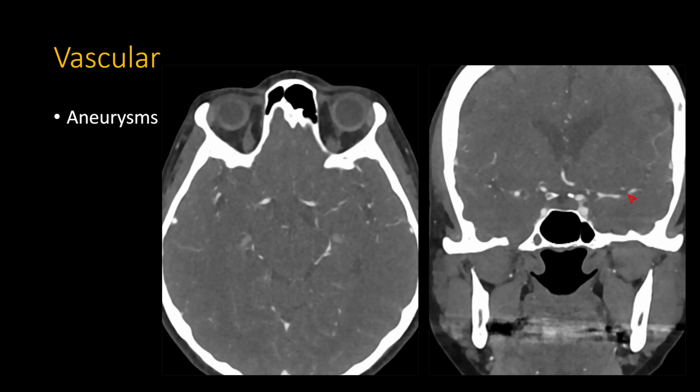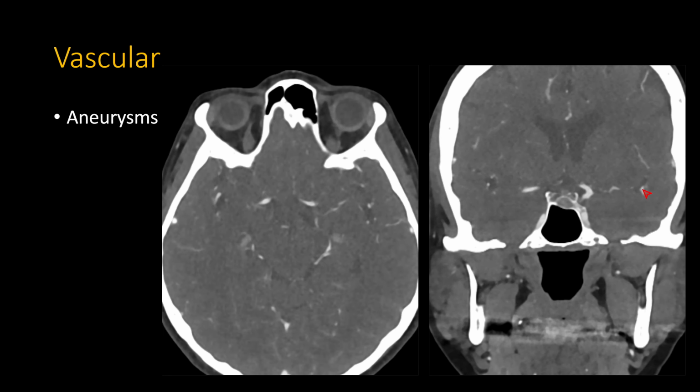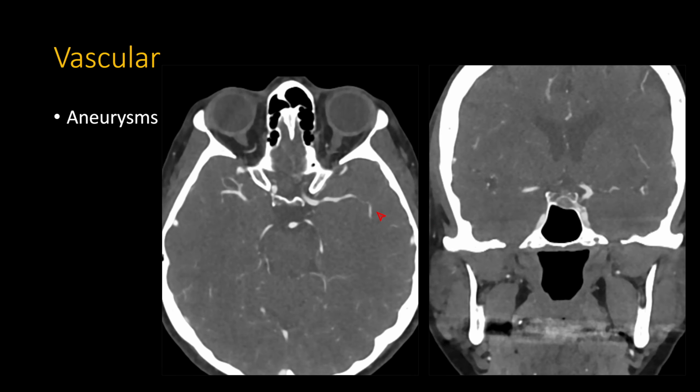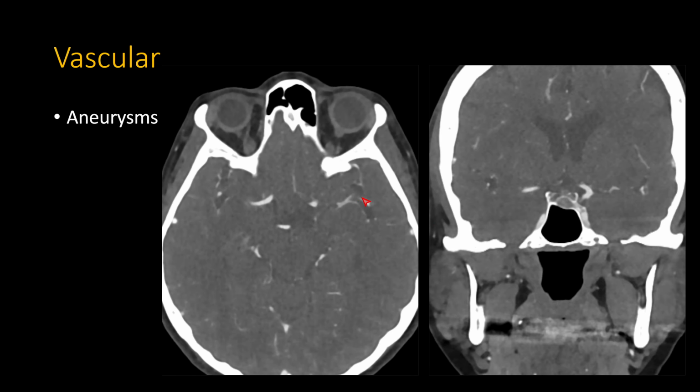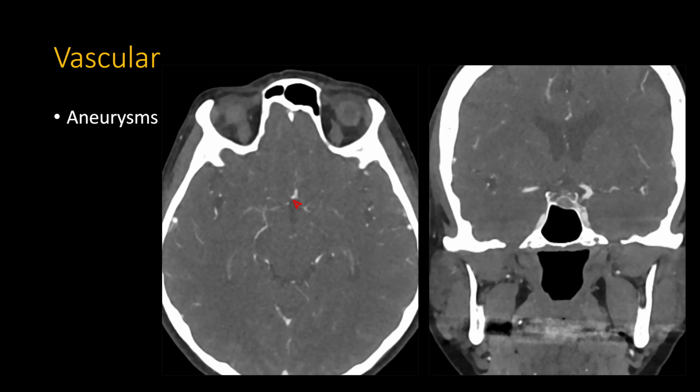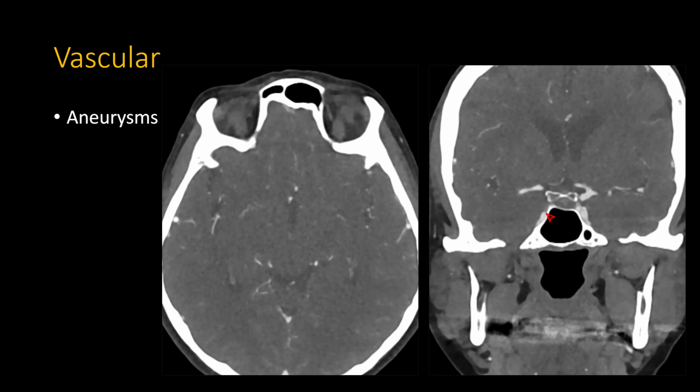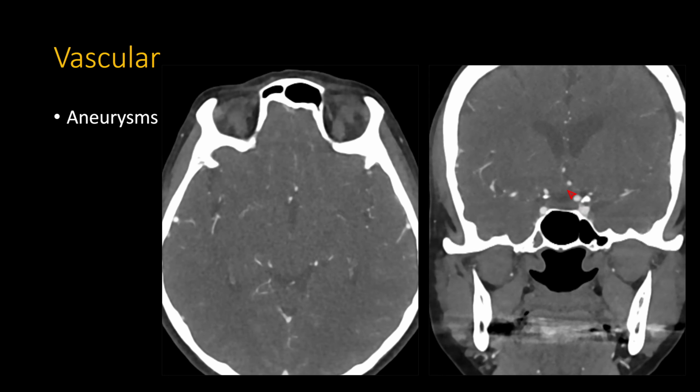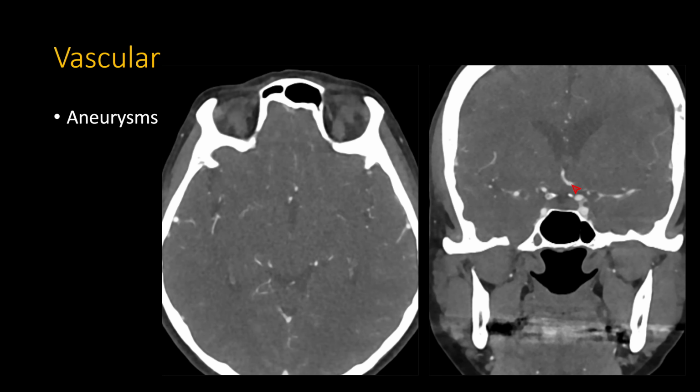Then the MCA and its bifurcation, right here, an aneurysm would show up like this, popping up like that. Again, on axials also, you would see it right around here as popping up. And then same thing with the anterior communicating artery. Again, a common location for an aneurysm will be right around here. It will either go up or down. And again, coronals can be pretty helpful for that anterior communicating aneurysm. Again, not an exhaustive list, but these would be common sites.